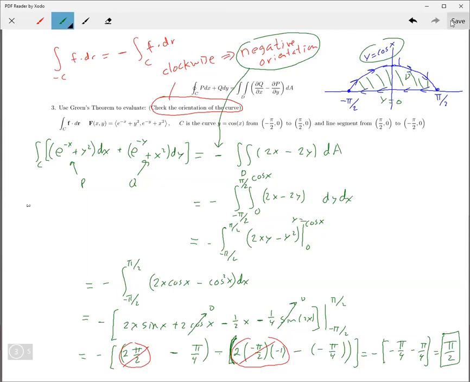Okay, so great, that was number 3, so that's pi over 2. Any questions about that? The important thing we had to add was the negative for the negative orientation there.